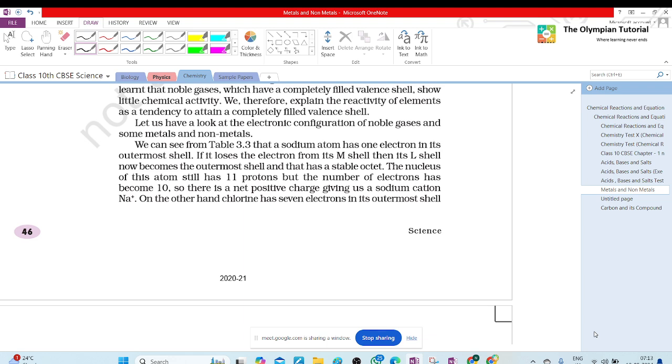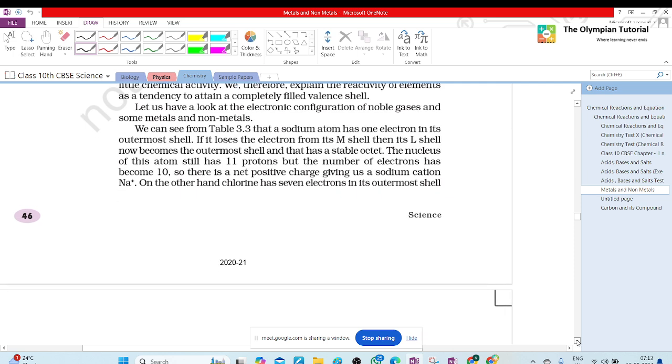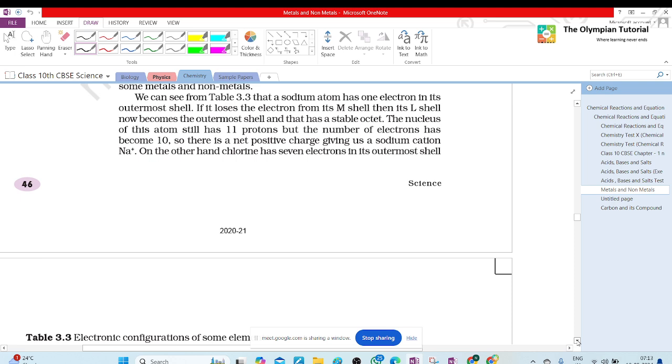We can see from table 3.3 that a sodium atom has one electron in its outermost shell. If it loses the electron from its M shell, then its L shell now becomes the outermost shell that has a stable octet. The nucleus of this atom still has 11 protons, but the number of electrons has become 10. So there is a net positive charge giving us a sodium cation Na+. I didn't understand this sentence.